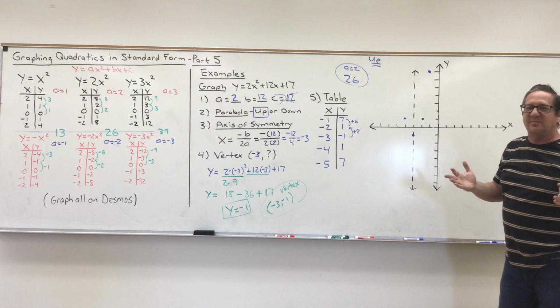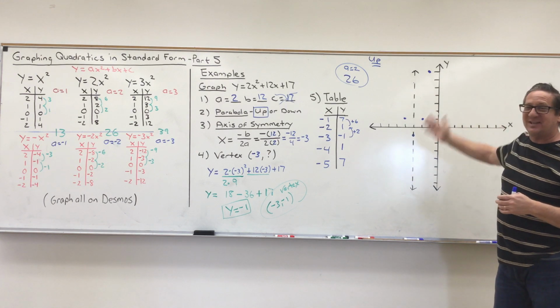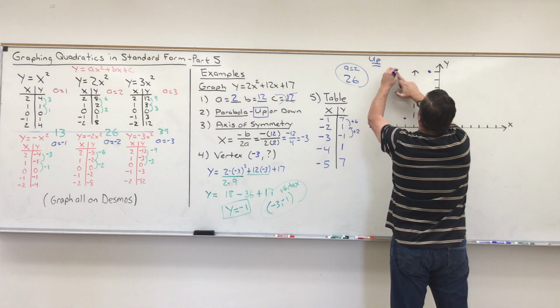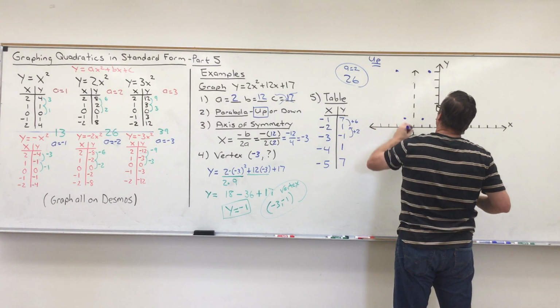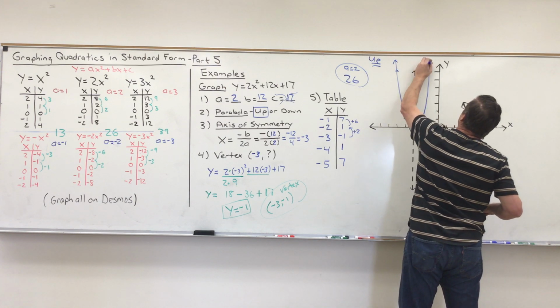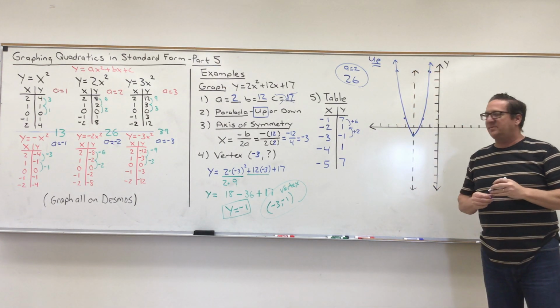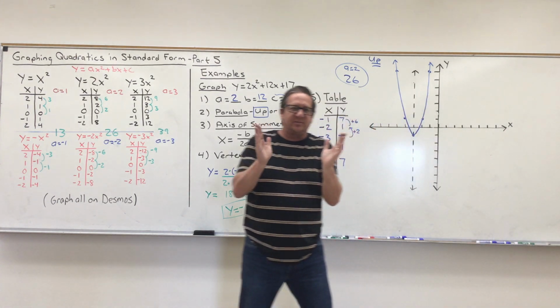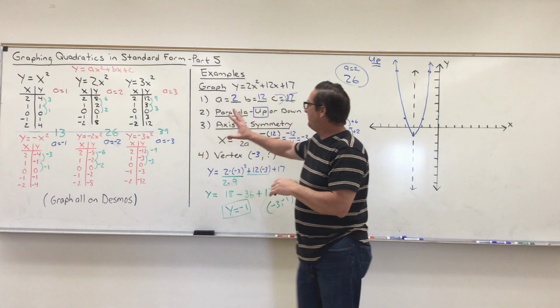And by the way, I don't think I mentioned it, but I made my graphs go 7 up, 7 down, 7 left, 7 right. And we have our parabola, okay? And notice that this parabola is a little bit tighter, okay? Remember in part 4, it's a little bit tighter.